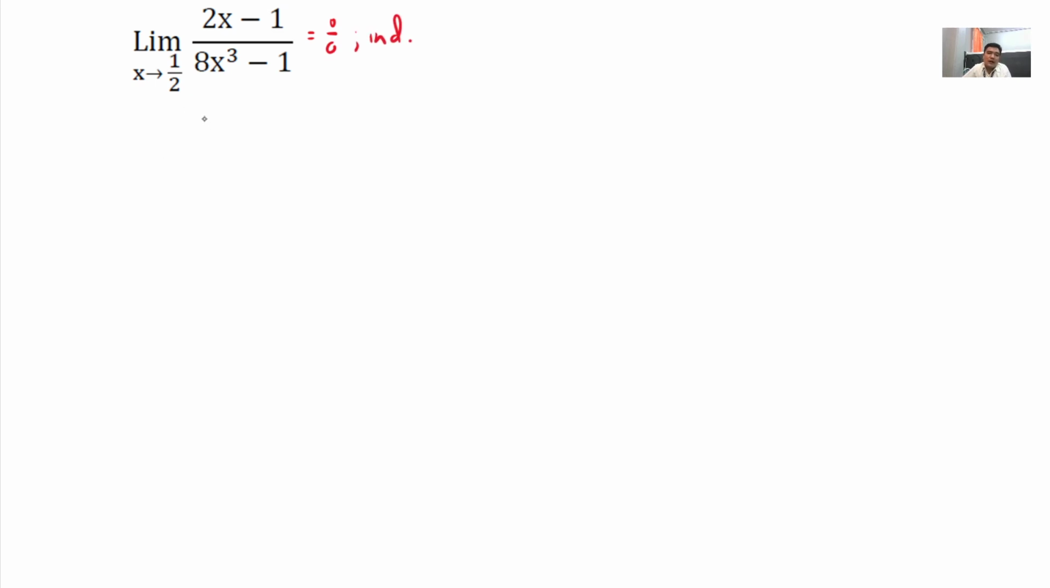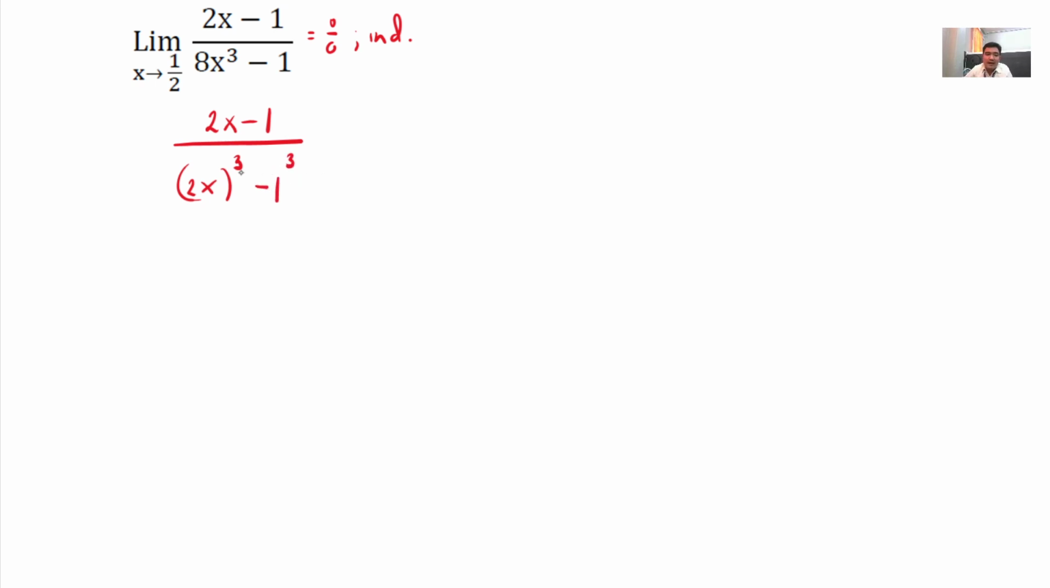So anong gagawin kong way? I can do it like this. 2x minus 1 all over, class, 'di ba? Ang 2x cubed can be written as 2 cubed x cubed, 2 cubed is 8x cubed. Okay, so 8x. Parehas lang sila. Okay? So 1 cubed.